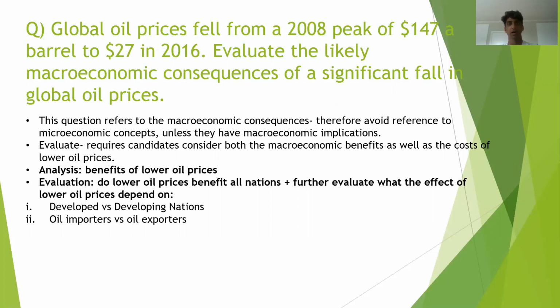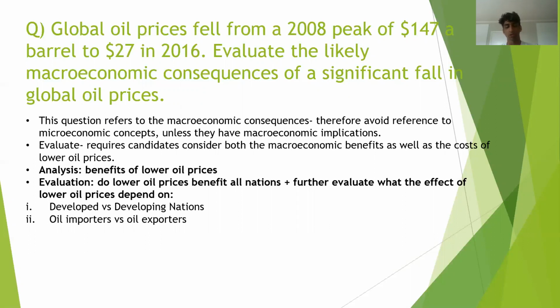So what they mean by macroeconomic consequences, stuff like, well, how would this affect our current account, or how would this affect our employment or our output or economic growth or inflation, all of these indicators. And the next thing to keep in mind is evaluation. So what that means is you have to consider both sides of the argument. So to some extent, yes, global oil prices would have a macroeconomic benefit, but there are certainly also macroeconomic costs of low oil prices. Most likely, it's going to be the oil exporting nations that are going to suffer.